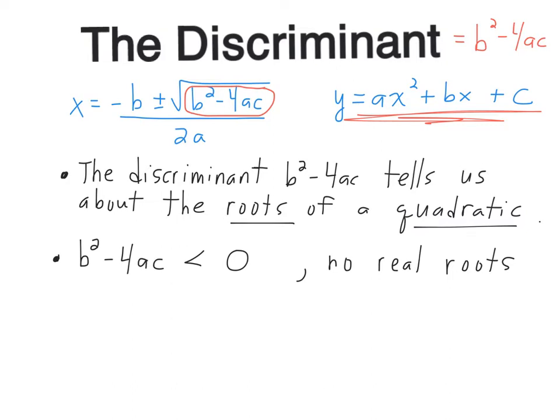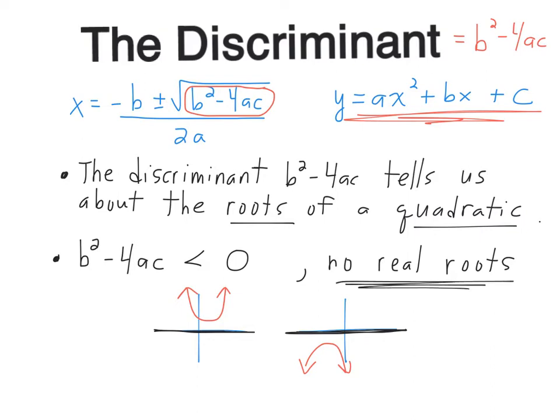If you're wondering, well, what could that possibly look like? Well, a couple different scenarios. You can have something opening up or opening down, but either way you look at it, it is not going to hit the x-axis, right? Y will never be 0. Okay, so that's the first case where the discriminant is negative. You just need to know that we have no real roots. I suppose you can say it means we have imaginary roots, but in this course we don't do anything with imaginary numbers. So at this point you just need to know that we have no real roots, which again means the parabola is not going to cross and hit the x-axis.